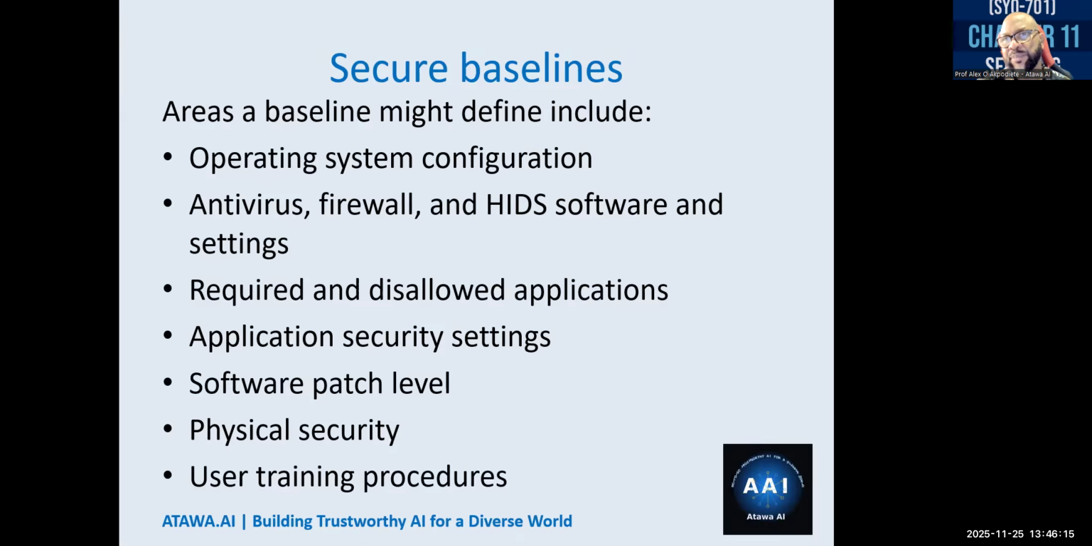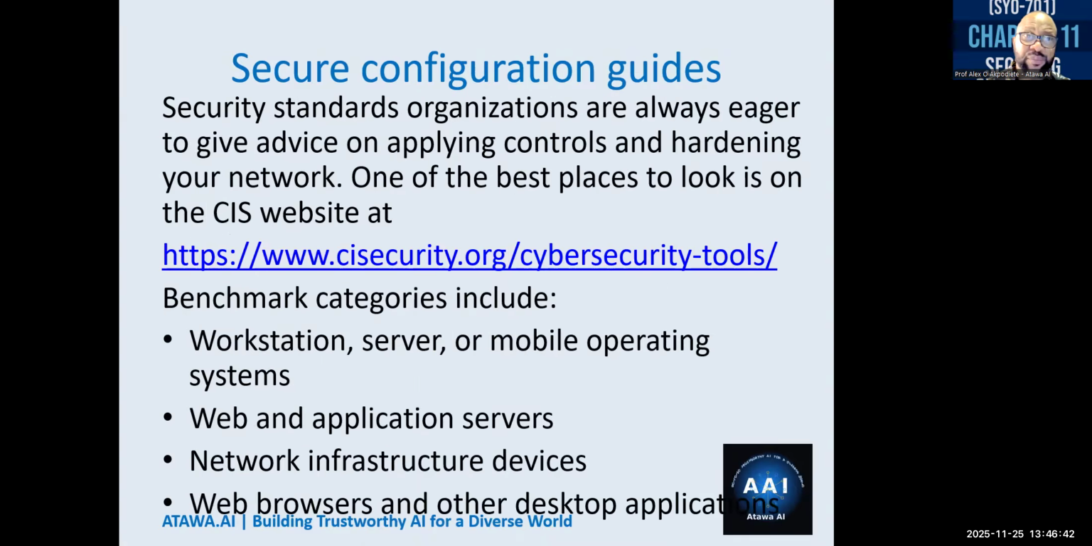Security baselines are very important, but if I don't have a baseline, how am I going to know when I'm deviating from that, right? So when I want to establish baselines, I'm going to think about operating system configurations, making sure I have antivirus, firewall, HIDS software, what are required and disallowed applications, as in the block list, allow list, settings from applications, patch levels, physical security, and of course, a user training procedure.